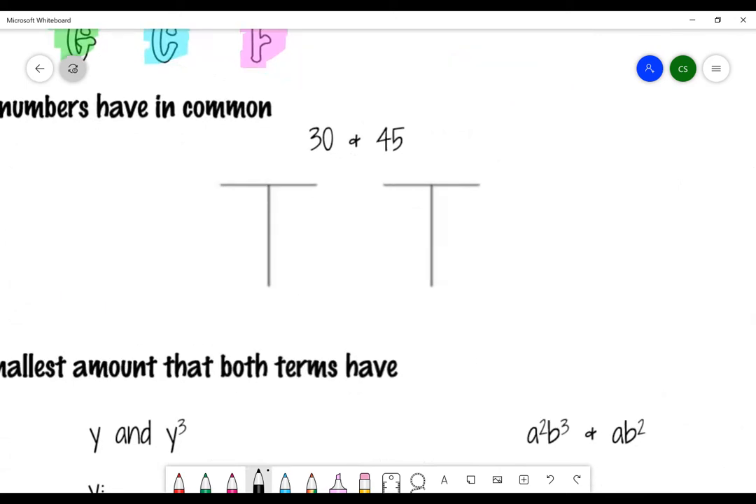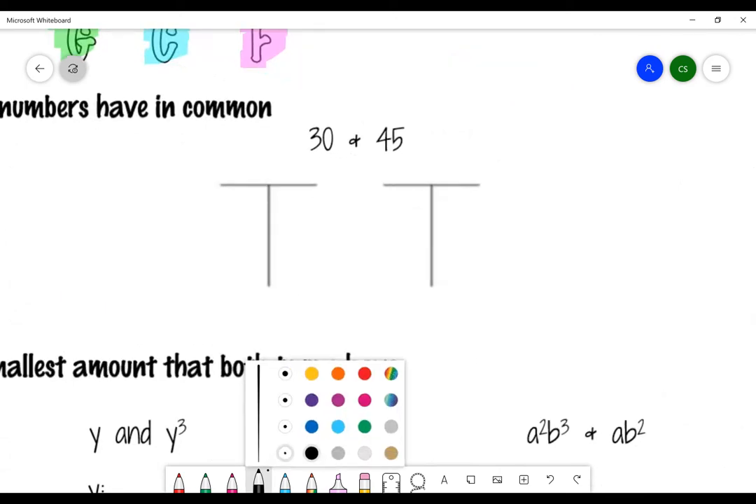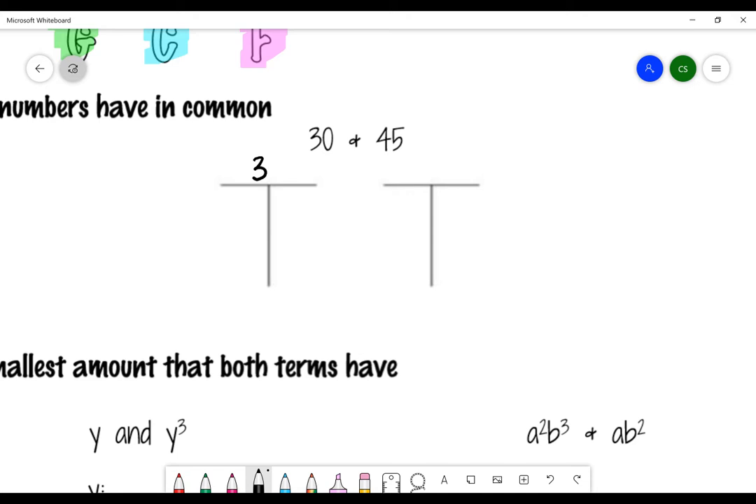Well, let's do a bigger number. What about 30 and 45? If I want to find out the greatest common factor between 30 and 45, I need to list the factors. Two numbers that I can multiply to give me 30: 1 and 30, 2 and 15, 3 and 10. I can't multiply 4 by anything. 5 and 6. So I can multiply these numbers and they would give me 30.